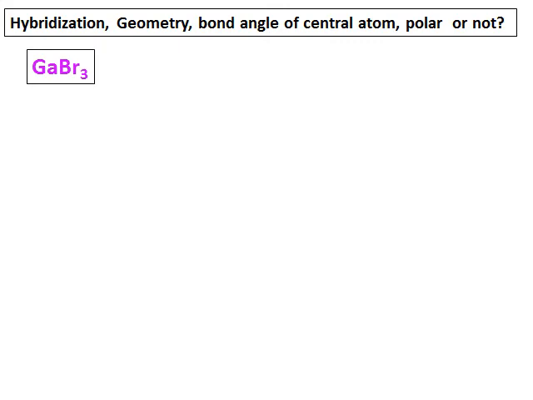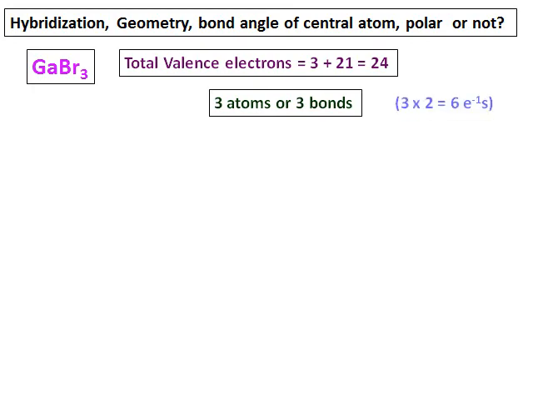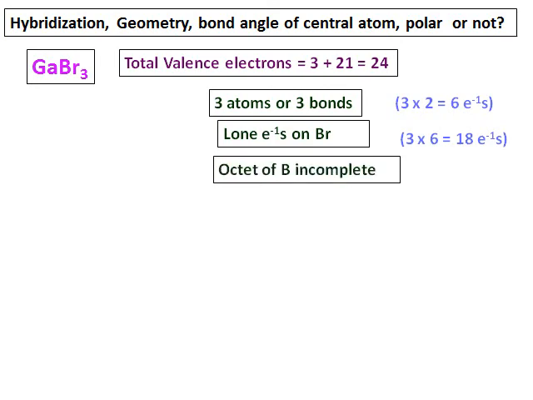Let's do one more. GaBr3, gallium bromide. So the total valence electrons: gallium belongs to group 3, therefore 3 plus 21, 24. And I have 3 atoms, and 6 electrons get used up in the formation of bonds, and then 3 times 6, 18 get used up with bromine, and I will not be left with any electrons. All the electrons get used up, and hence the octet of gallium is not complete. Gallium will not have any lone pair. So it's a group 3 element where the octet is incomplete.